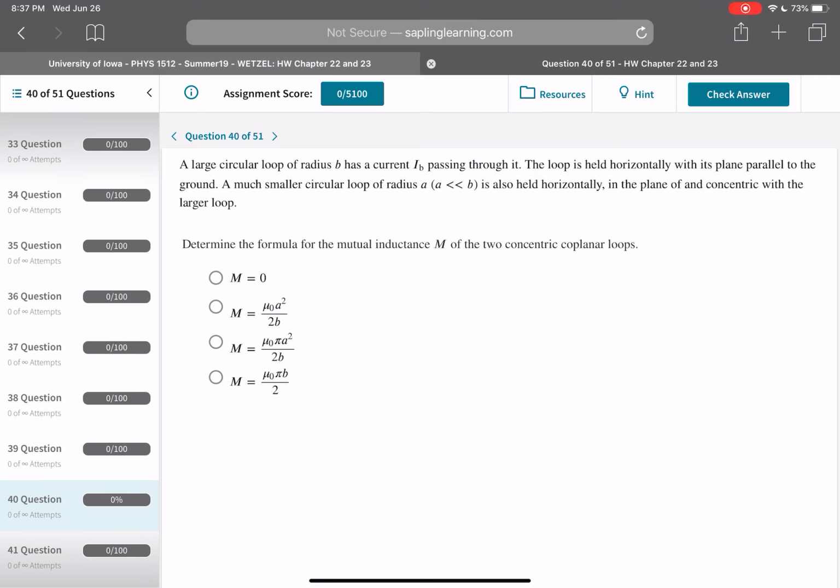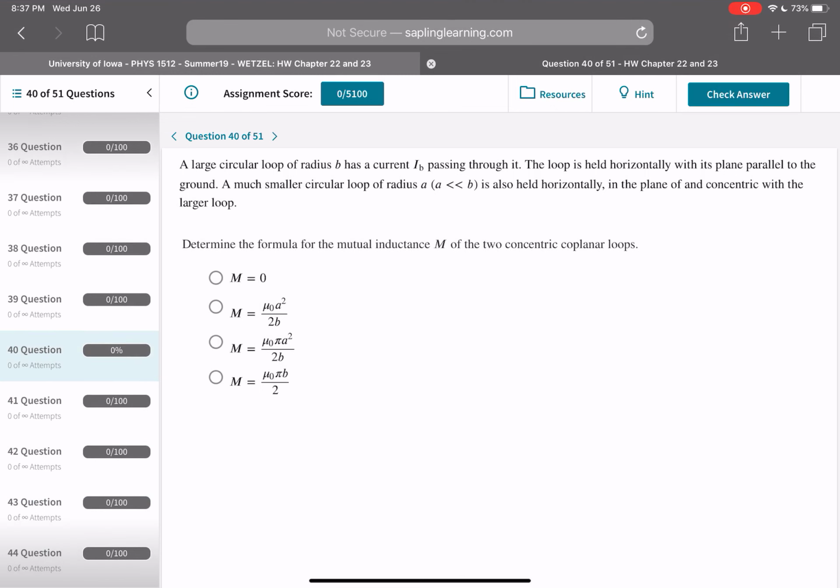I think I'm going to delete this problem. This is not a good problem, so I'm going to delete that. Don't do that one. 41.